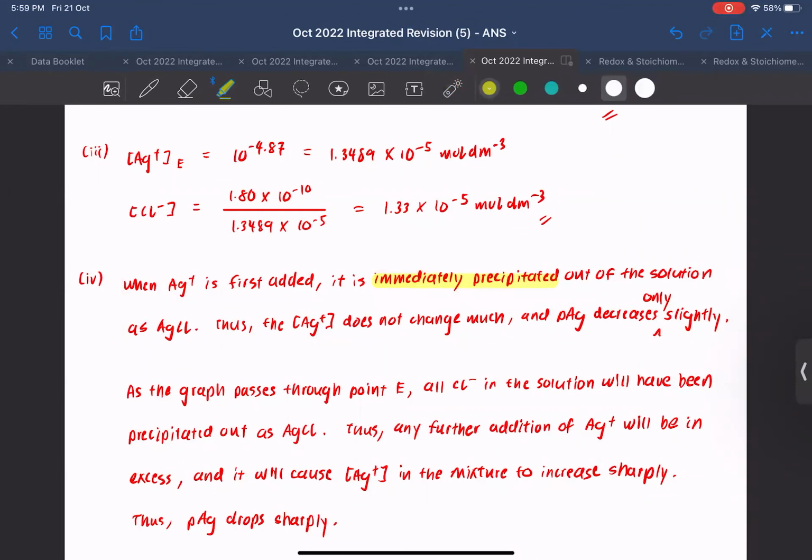So that's why it doesn't change much. The gradient is very gentle, decreasing only slightly. But as you pass through point E, as I mentioned, we assume all the Cl- has been precipitated out. So any further addition will be in excess.